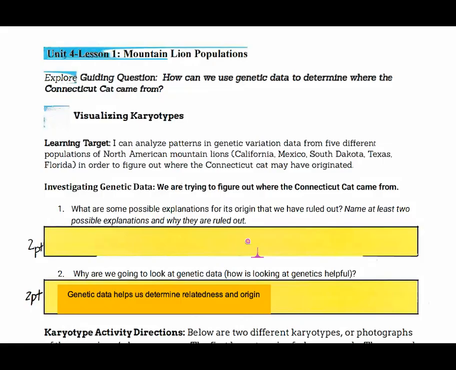I'm going to say that again because that's important. That's what we're going to focus on. By comparing the Connecticut cat's DNA to that of other mountain lion populations, we can find the closest match and trace its geographic origin. So where did it come from? When we say geographic origin, that's what we're talking about.